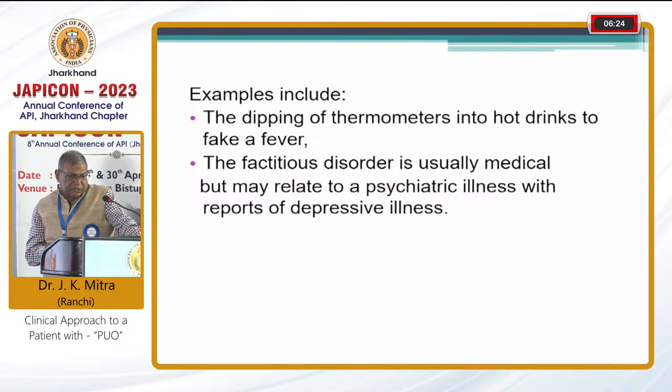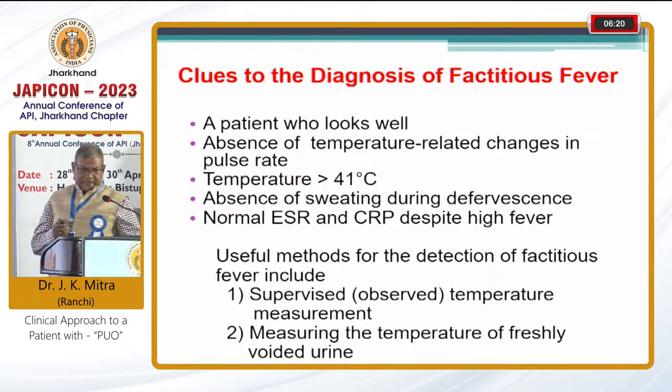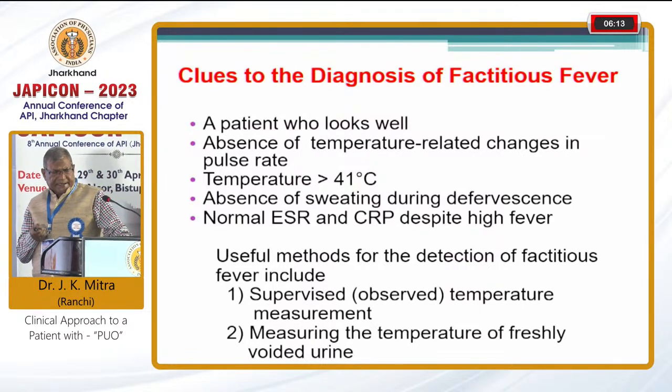The factitious disorder is usually medical but may relate to a psychiatric illness. Clues to the diagnosis of factitious fever: a patient who looks well, absence of temperature-related changes in the pulse rate, a recorded temperature of 41 degrees centigrade, absence of sweating, and normal ESR and CRP.